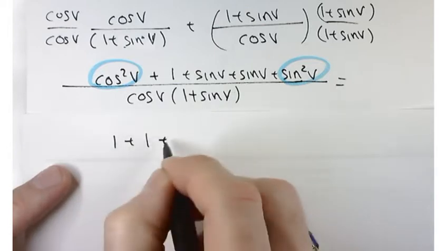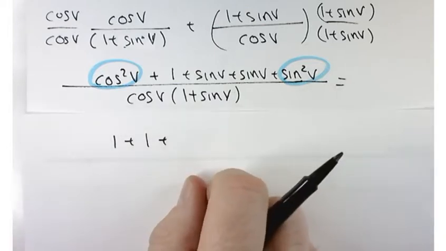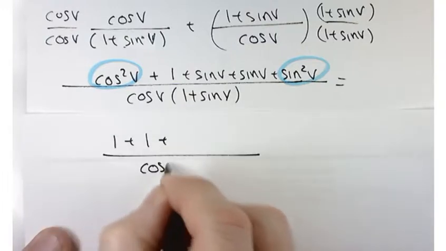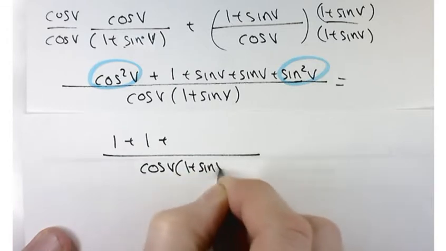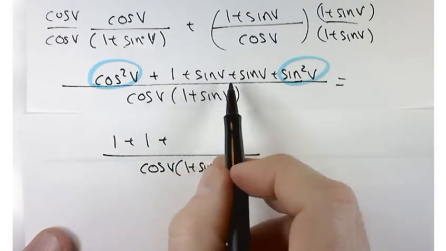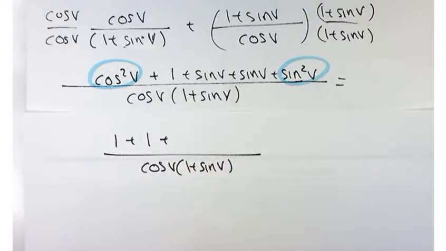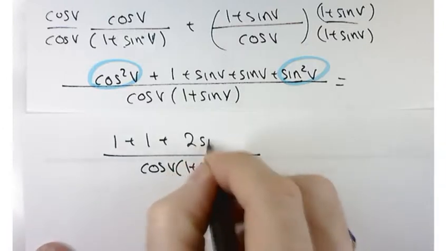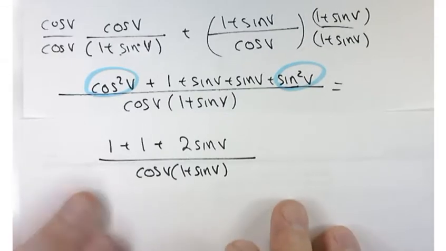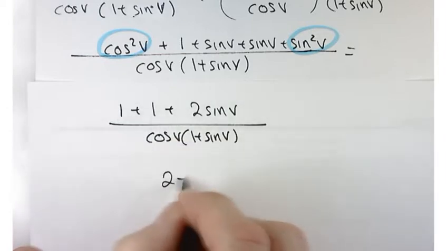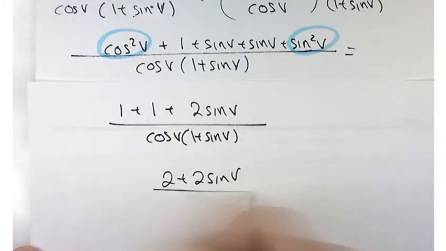Is there anything else I can simplify in the numerator? Say again, what would that give me? It'd be sine v squared if I had sine v times sine v, but 2 sine v. And last but not least, 1 plus 1 is 2, so I get 2 plus 2 sine of v over cosine of v times 1 plus sine of v.